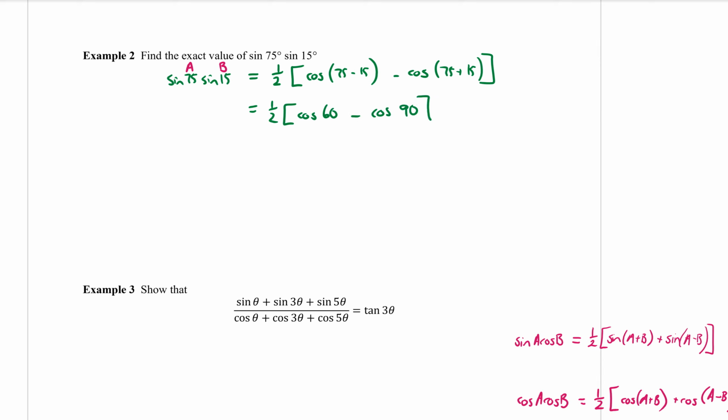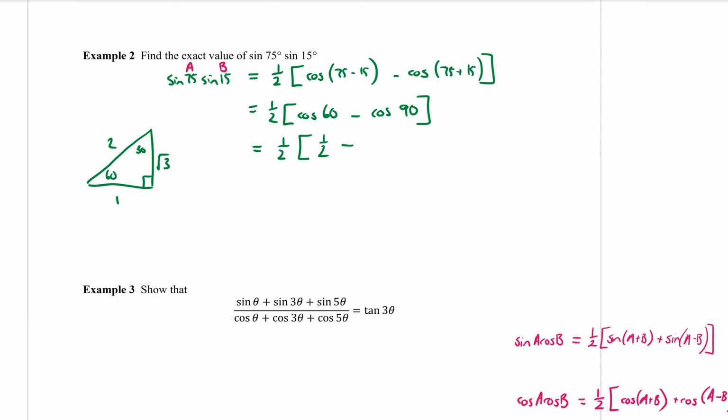So cos of 60 we get from our exact value triangle. If I have 60, very much not to scale, sorry about that, 1, 2, and root 3, cos of 60 would be adjacent over hypotenuse, which is a half. So I have the half at the front. Cos of 60 is a half, and then minus cos of 90.